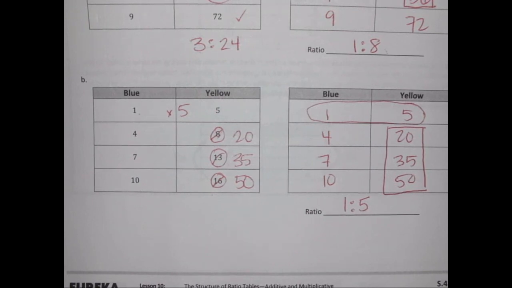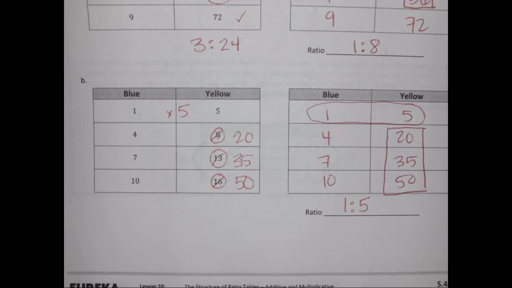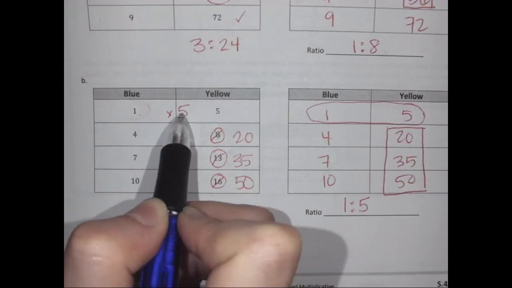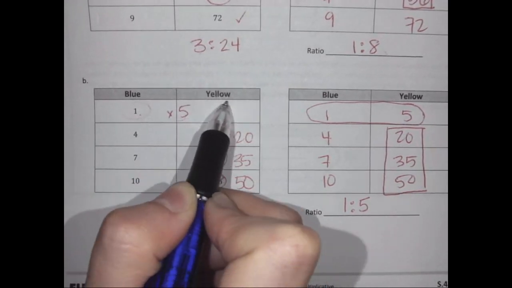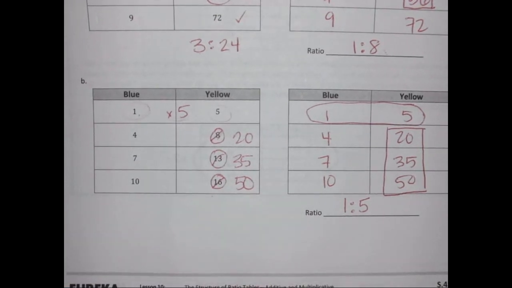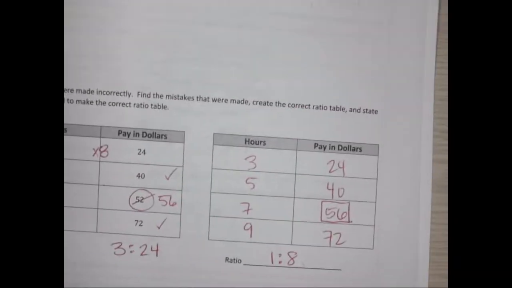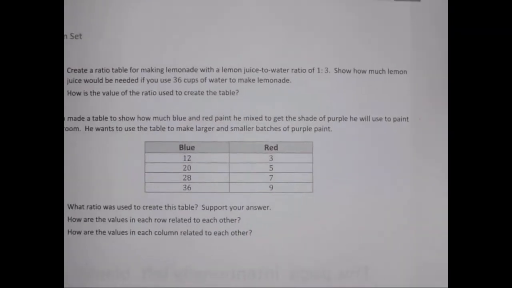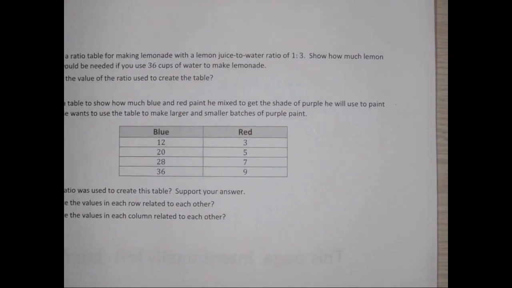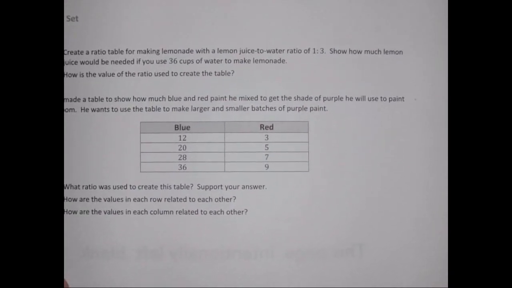It should totally remind you of an input-output table because what we're doing is we have a value. We're doing something to it to get another value, just like an input-output. So turn to your problem set for lesson 10, which is on page 47.